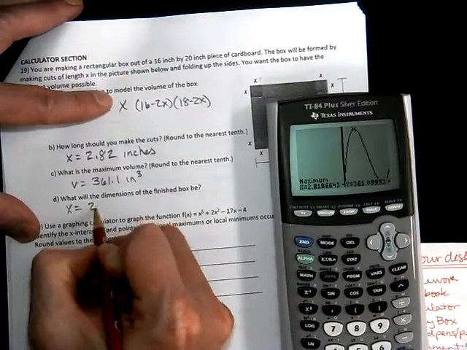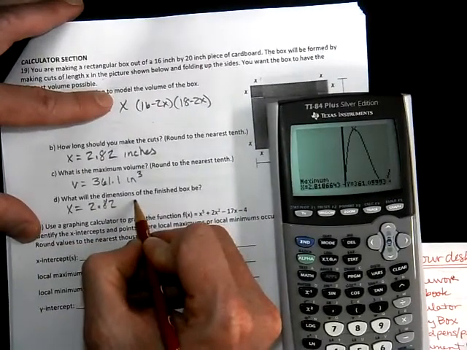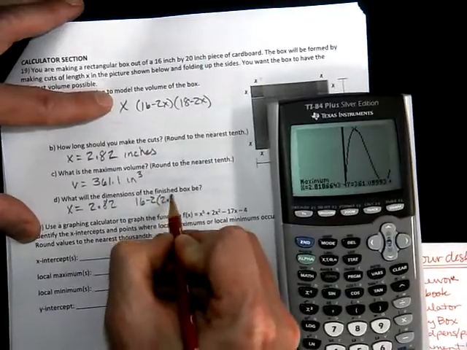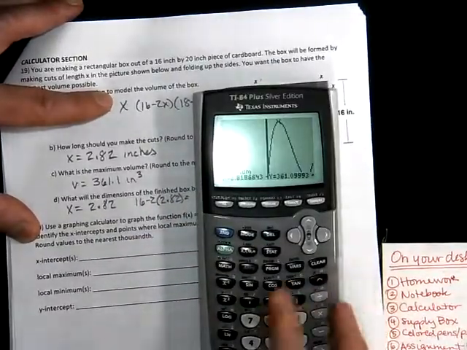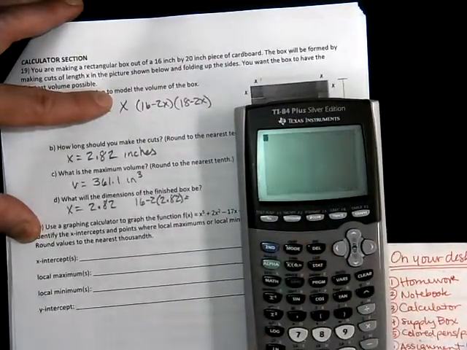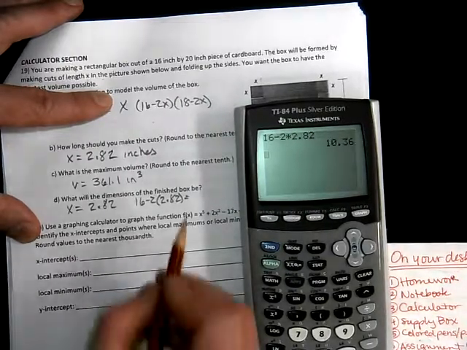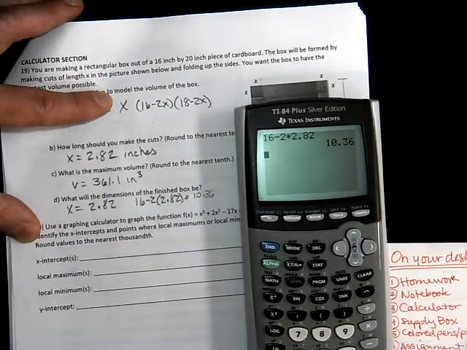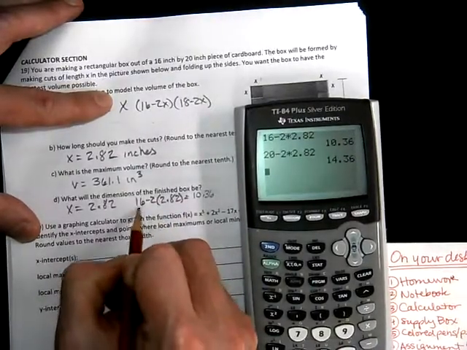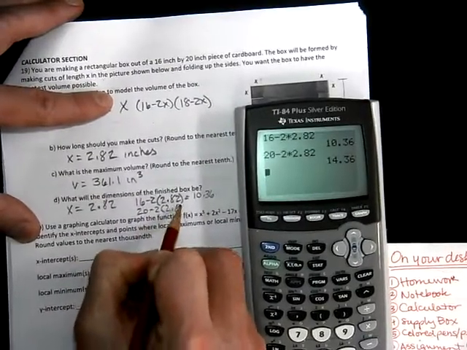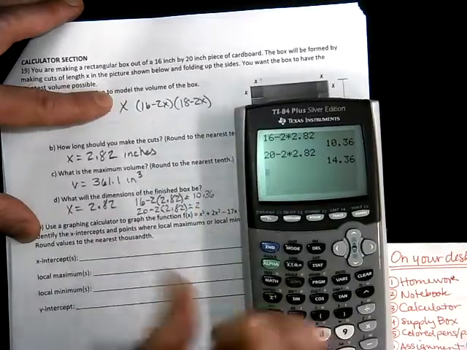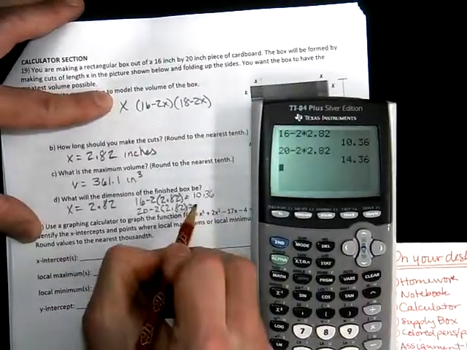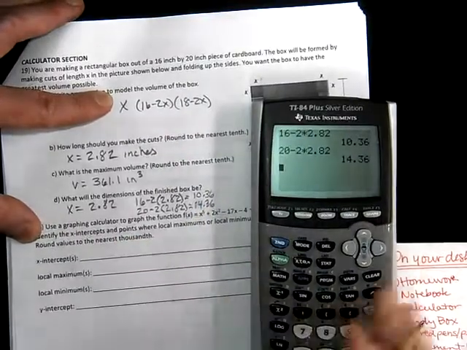x is going to be 2.82. 16 minus 2 times that amount. (16 minus 2 times 2.82) is going to be 10.36, and 20 minus 2 times 2.82 gives me 14.36.